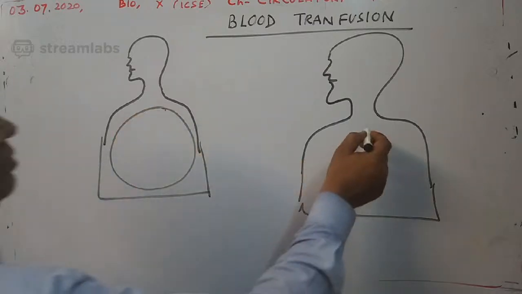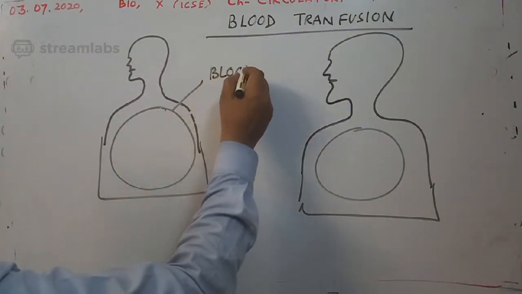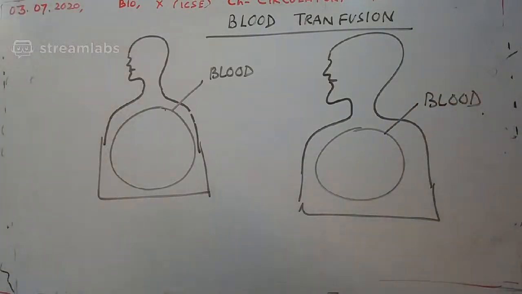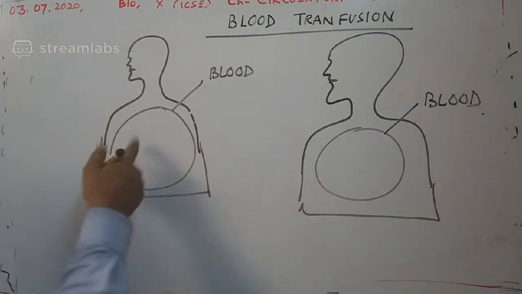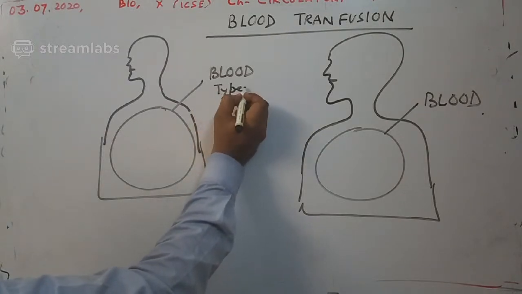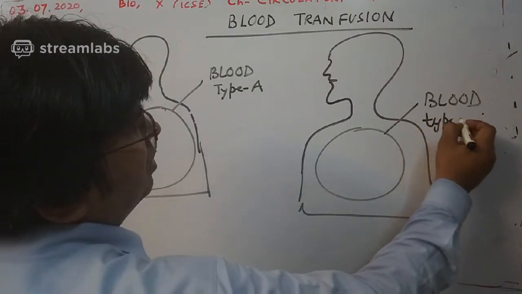I'm showing you. This part is their blood. This part is their blood. To understand this. And if you talk about this person, his blood type is A, and this person's blood type is B.